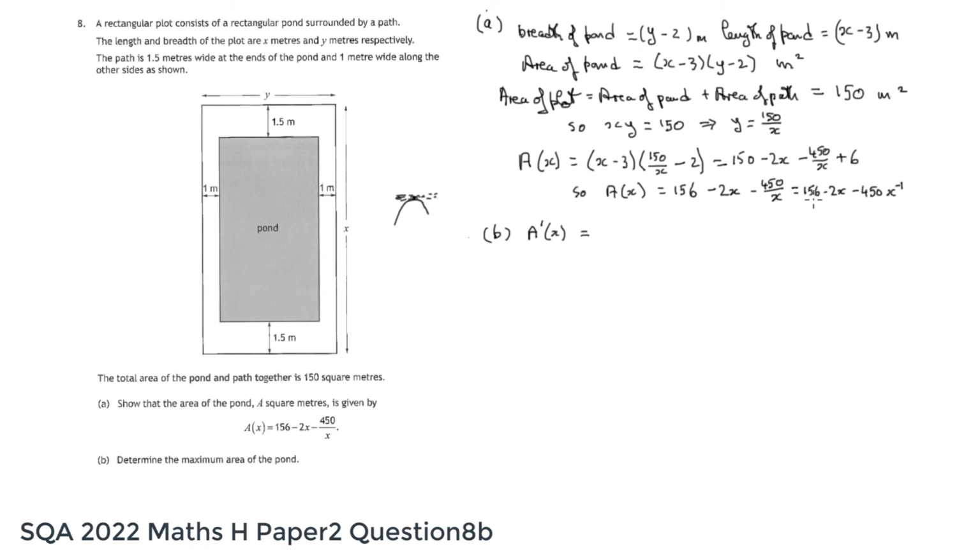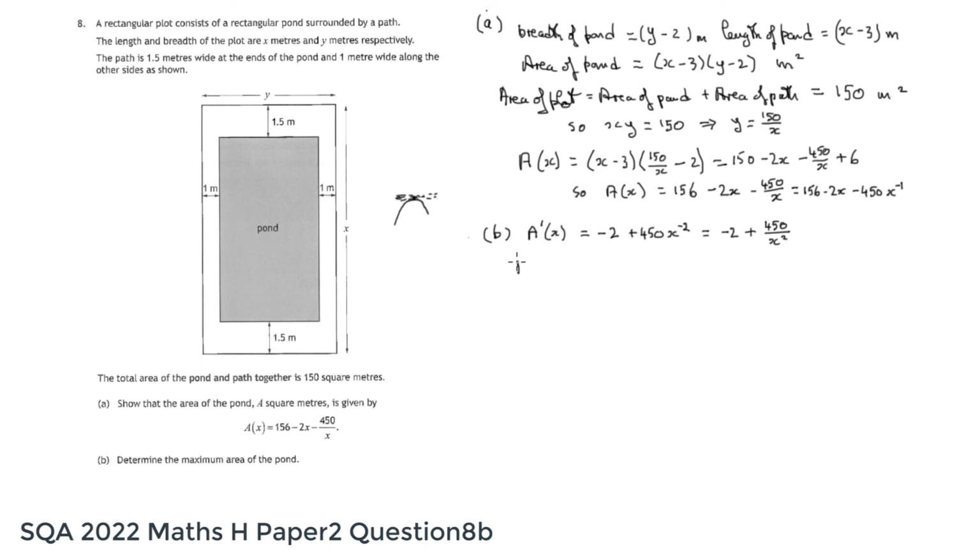If we differentiate a constant, we get 0. If we differentiate negative 2x, we get negative 2. If we differentiate this, we multiply by the power. That's negative 1 times negative 450. That's plus 450. And then take 1 away from the power. That'll be negative 2 for the power. So let's just write that as a fraction, and that negative power will drift down to the bottom and become a positive power. So it's 450 over x squared.